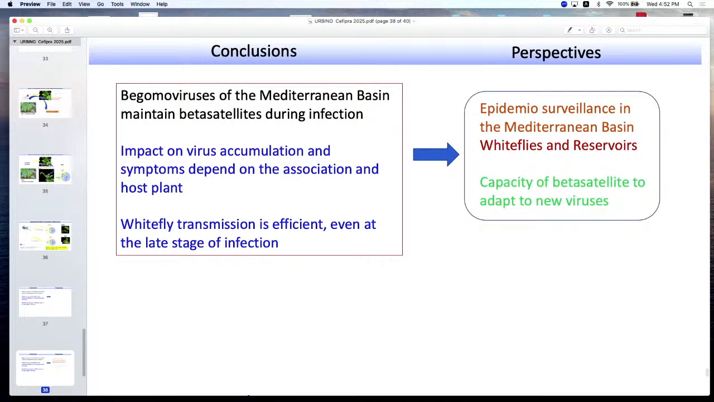careful to make regular epidemiological surveillance in this area, as well in whiteflies and reservoirs, to be sure that we will not have introduction of these beta satellites, because sometimes we may not see them, because they can be there without being seen, as it happens in Jordan and Israel.